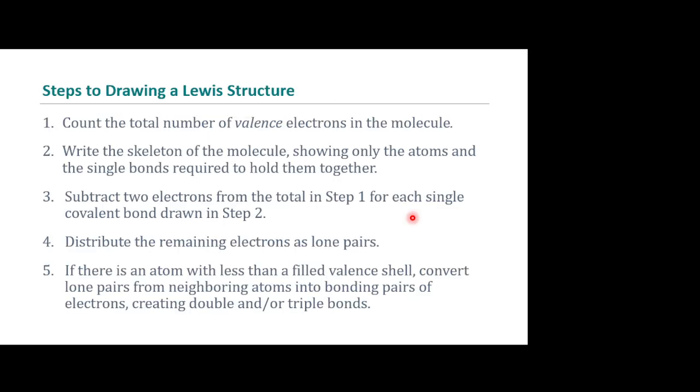Okay, so let's talk about the steps to drawing a Lewis structure first, because we kind of need to know that. So you count the total number of valence electrons in your molecule. You write the skeleton of the molecule, showing only the atoms and the single bonds required to hold them together. You subtract 2 electrons from the total in step 1 for each single covalent bond that's drawn in step 2. So each bond you drew, you subtract. You distribute the remaining electrons as lone pairs around the outer atoms first.